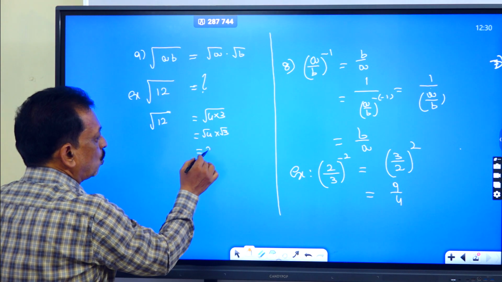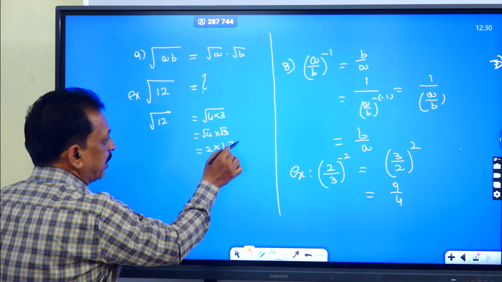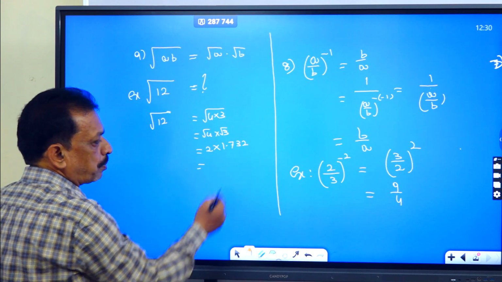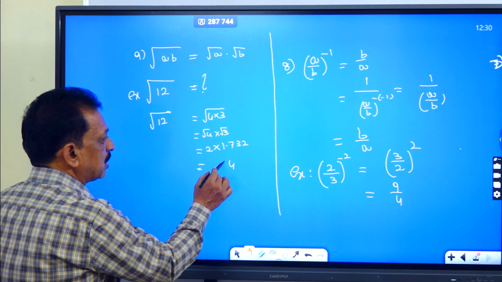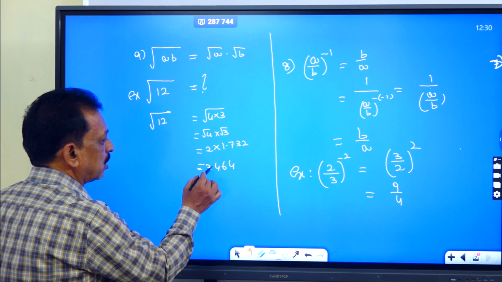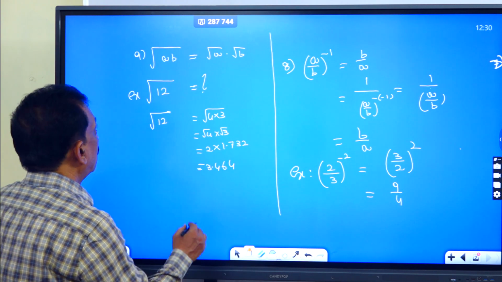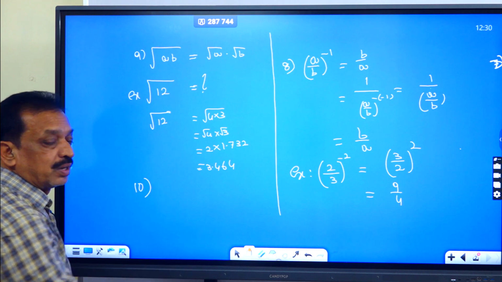Root 4 is equal to 2. Root 3 is equal to 1.732. So one decimal point is enough. If you want, take more, no problem. So what is the value you are getting? 2 into 1.732, that is 3.464. This is the value. Now coming to the next one.